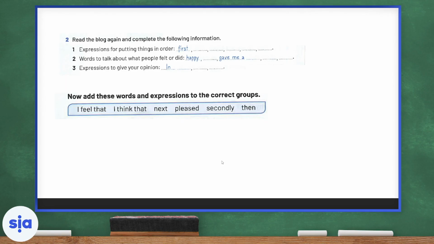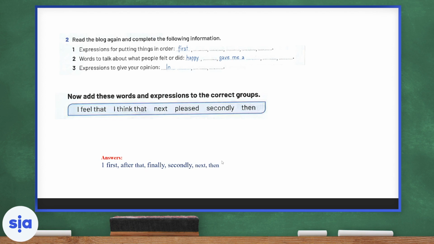Let's continue. Now, you will read the blog again and complete the following information. Number 1, expressions for putting things in order. So, what can we use to put things in order? The first one is done for us, which is first. We can also use after that, finally, secondly, next, and then.